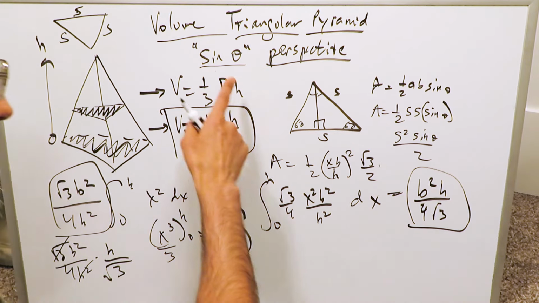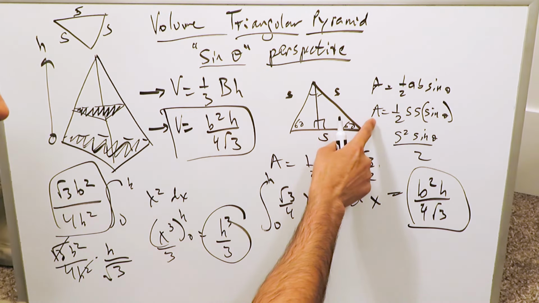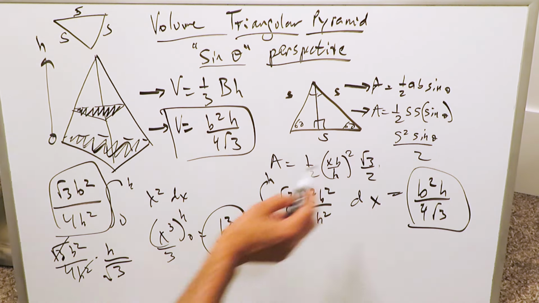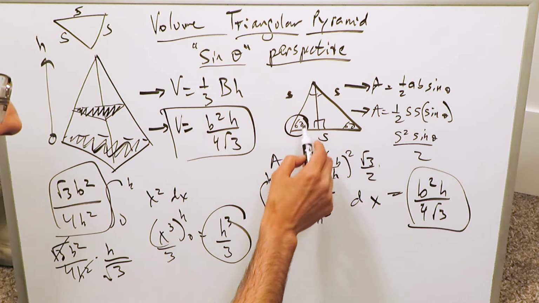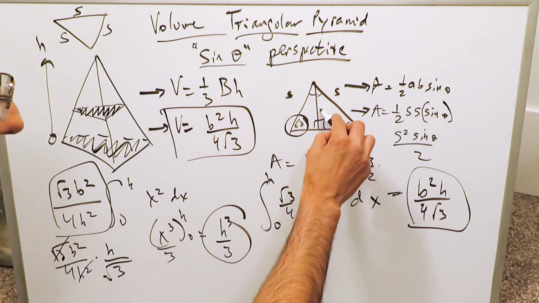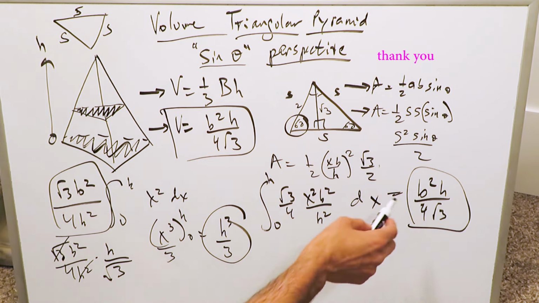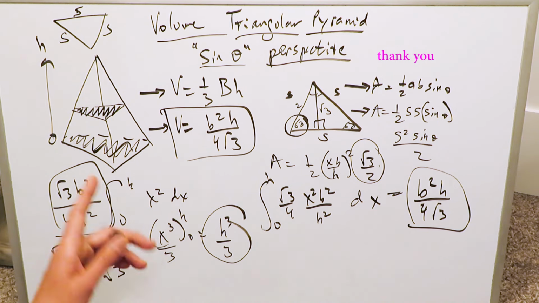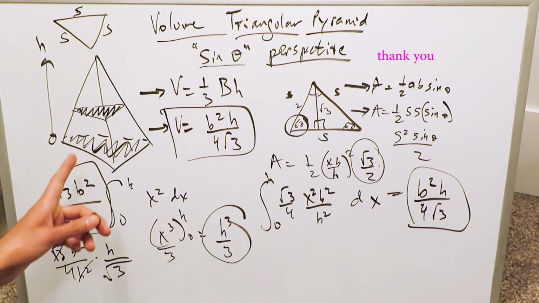Everything here is coming from a unique sine theta perspective, as you see from right here and this right here. Again, remember, sine theta was equal to sine of this angle, which by means of trigonometric ratios is root 3 over 2. And that came into the picture right over here. But that's what I'm showing you here in this video, a unique sine theta perspective for the volume of a regular triangular pyramid.